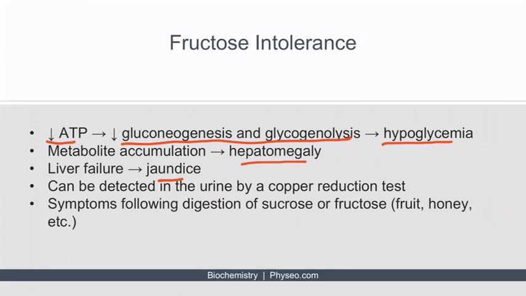Just like essential fructosuria, a copper reduction test will be positive. Symptoms occur following the digestion of sucrose or other compounds containing fructose, such as fruit and honey. Obviously, if compounds containing fructose are avoided, the patient will not develop symptoms, which is the treatment for this disorder.